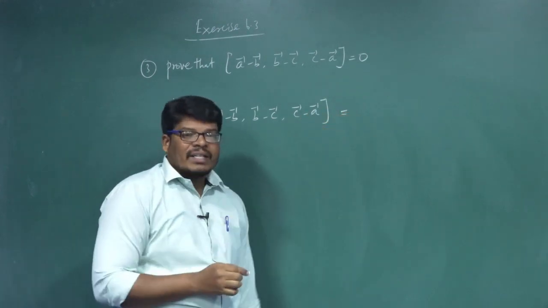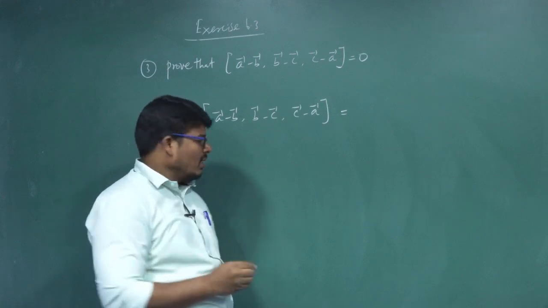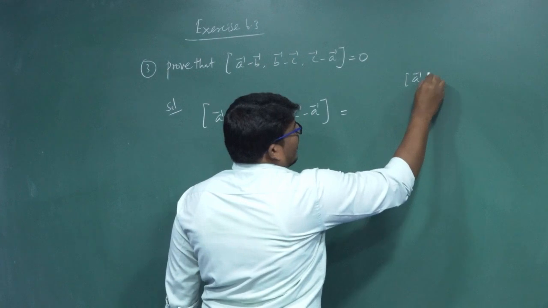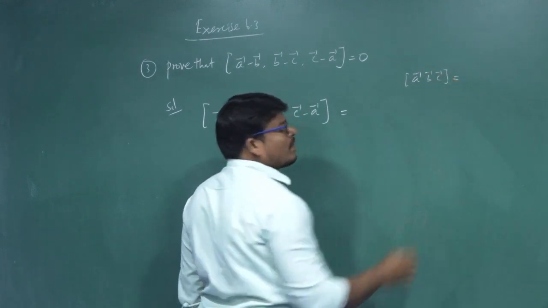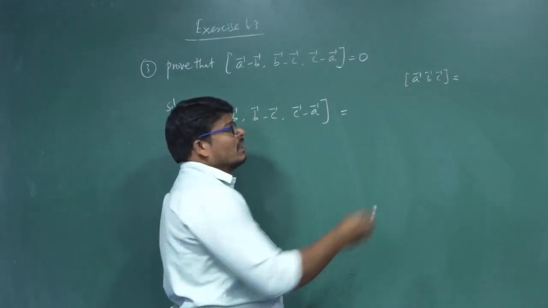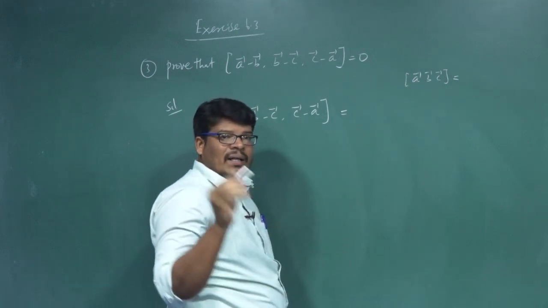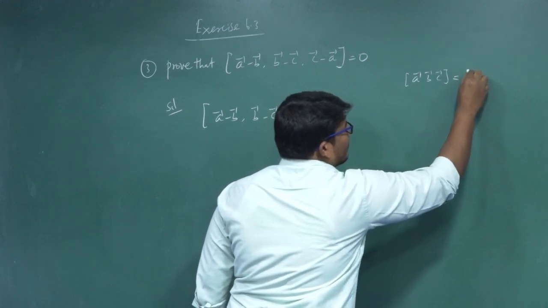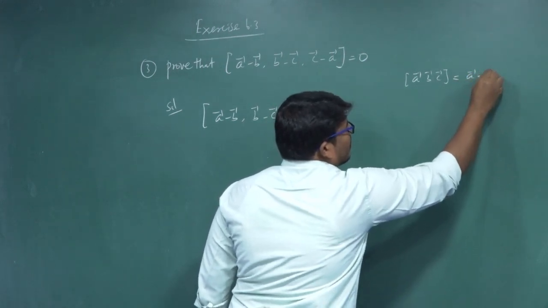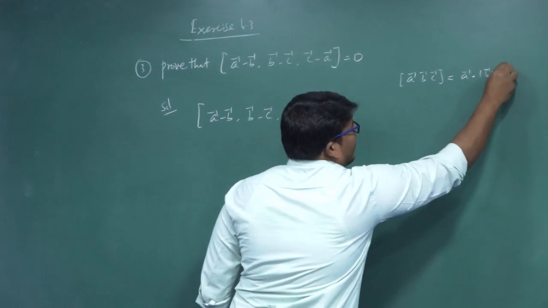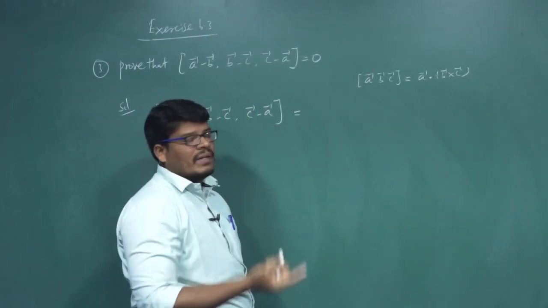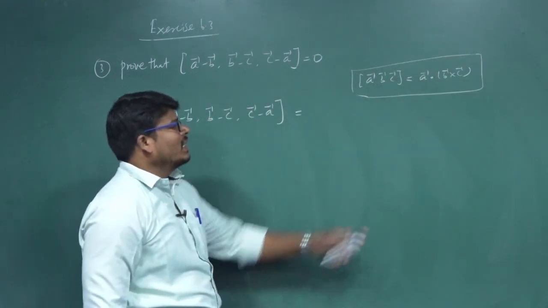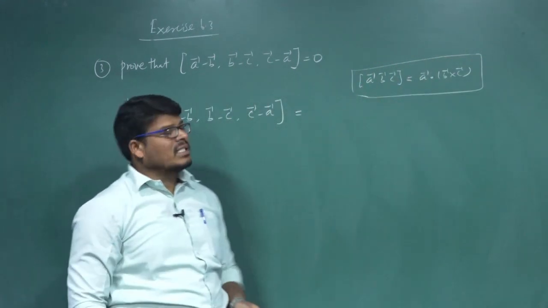Then the box product of A vector, B vector, C vector. Already you know the box product of A, B, C is a scalar triple product, a scalar product of three vectors. We write it as A vector dot B vector cross C vector, or A cross B dot C vector. Write it one method: the box product of A, B, C is A vector dot B vector cross C vector.